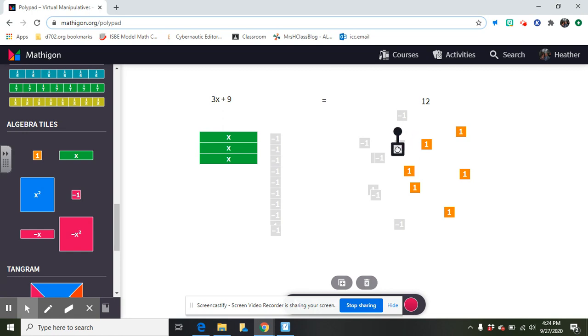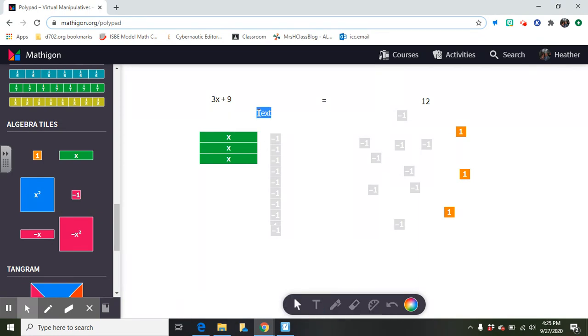And so as I wipe these out and I'm getting rid of these 9 ones, I am going to be left with a total of 3 ones. So now I went from 3x plus 9 equals 12, the 9's gone, and the 9 are gone over here, to 3x on this side, 3 on this side, and they're still equal to each other because I did the same thing to both sides.